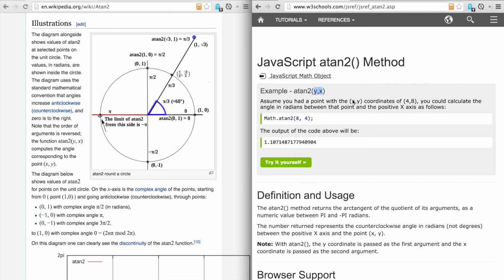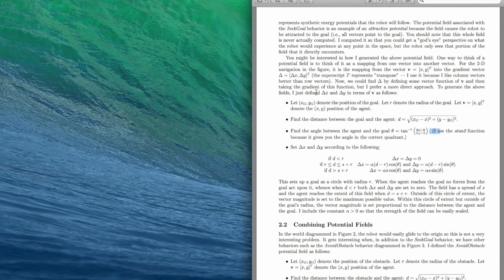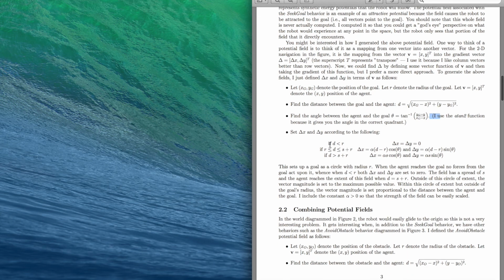The function we use in jsflags-ai is math.arctan2. Keep in mind that the y variable is the first argument. Now let's look at the angle formulas. The first formula basically says if the distance from the tank to the goal is less than the goal radius, stop moving, meaning you are inside of the goal.